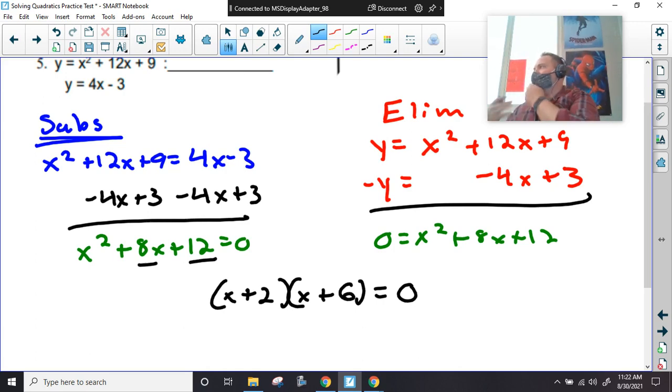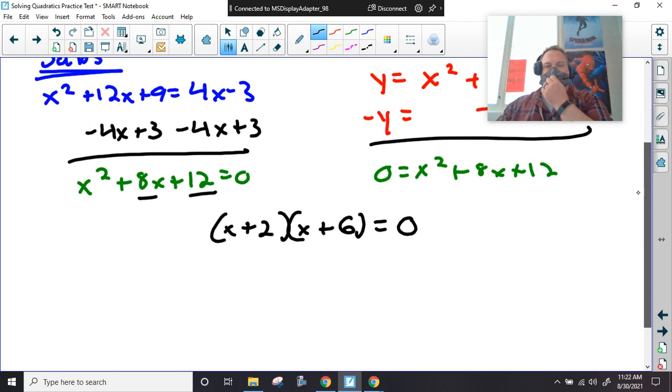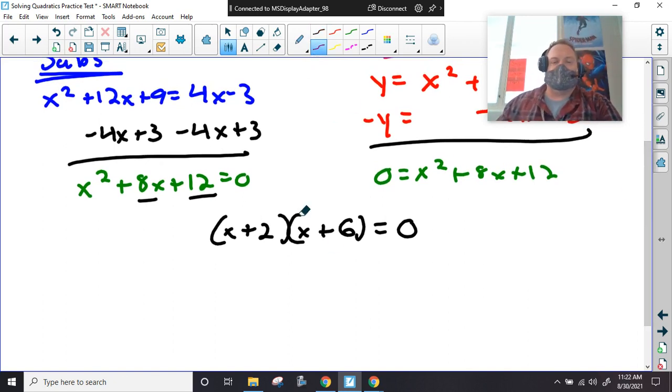No, I'm just restating the question. It doesn't matter if you did 6 here or 2 here. Now, remember, when we solved this, it's the opposite. So what's the opposite of +2? And what's the opposite of +6?